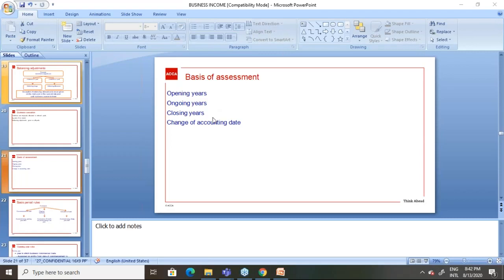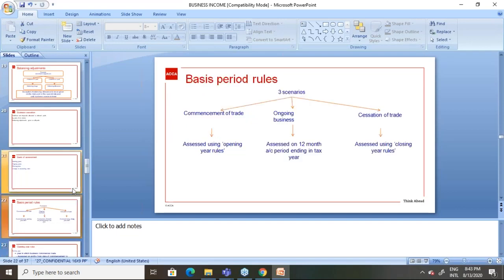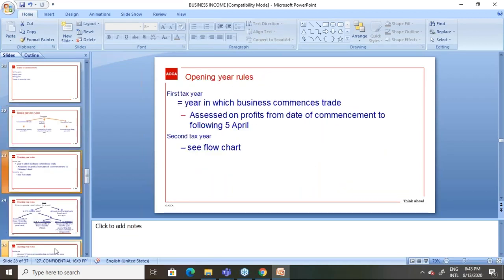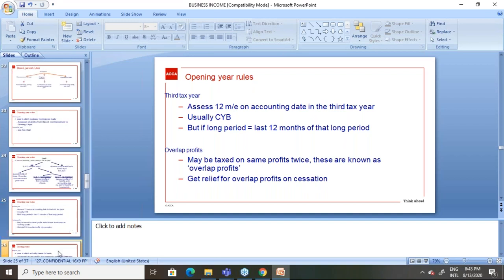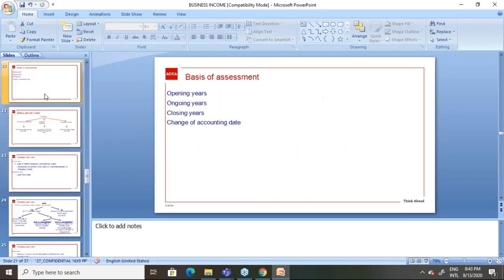Now, when it comes to ongoing business, that means a business that you have already started. For those businesses, we are using something called current year basis. For ongoing businesses, we are using something called current year basis. What is this current year basis?